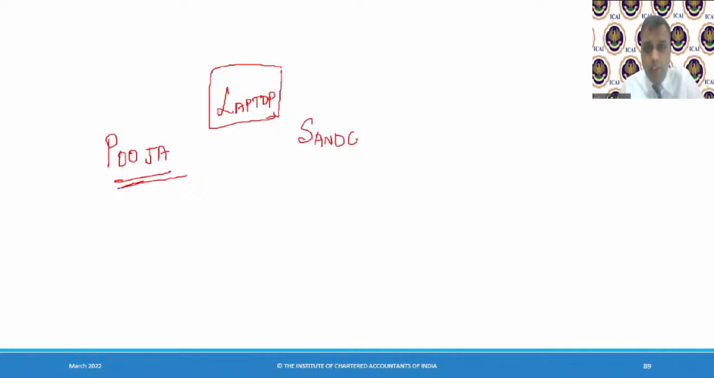So Pooja has this laptop and she gives it to Sandeep on rent. She gives it to Sandeep on rent, and Pooja says that she will charge 1,000 rupees per month. And then we have Tanu.